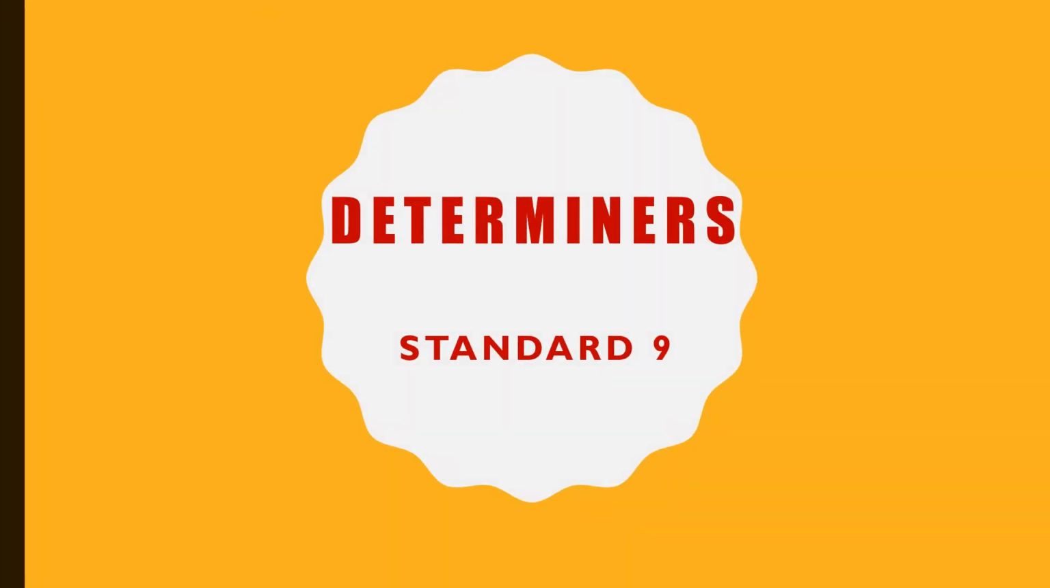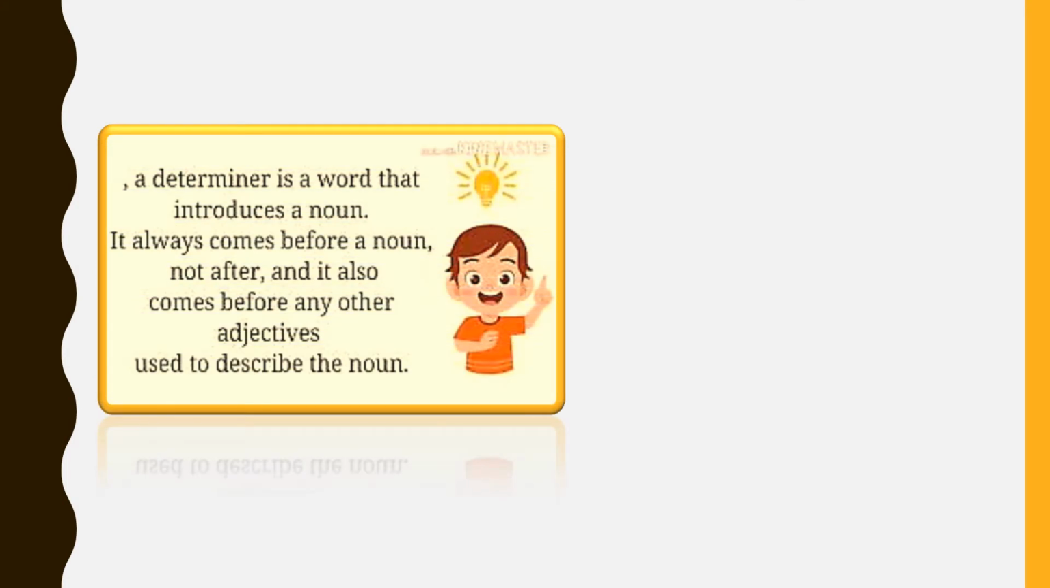Determiners, a simple and easy to score topic in English grammar. It is a word that introduces a noun. It always comes before a noun and not after. It may also come before any other adjectives used to describe the noun.